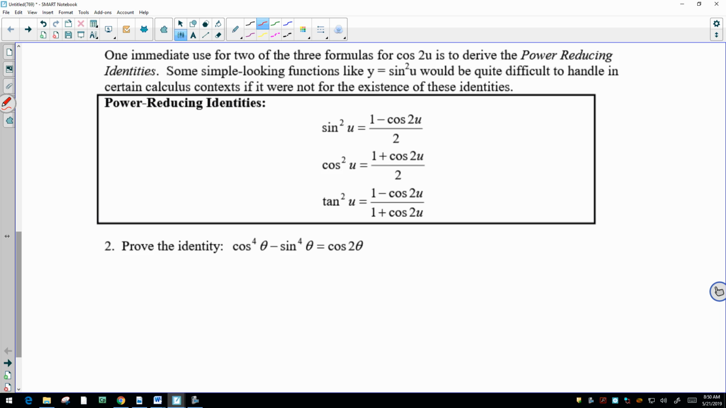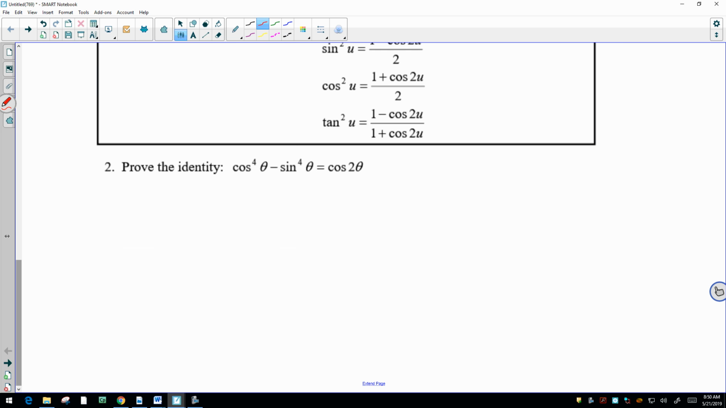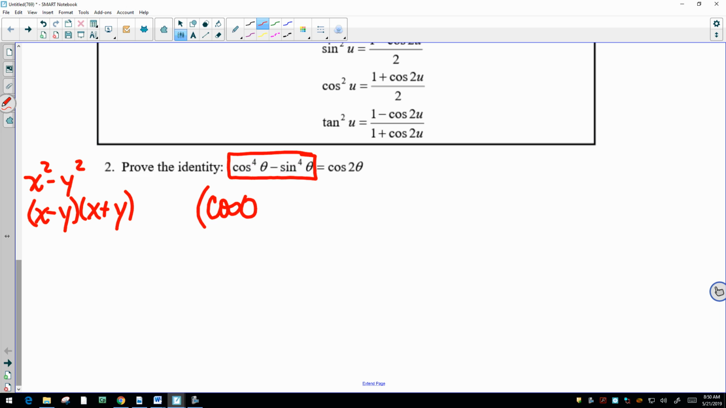So we're going to, again, prove this identity. And what we're going to first do is understand this section right here. To me, that kind of looks like something like an x squared minus y squared, where I could split that up and say x minus y, x plus y. Only difference is we have sines and cosines, and it's to the fourth power. It works the same way. So I'm going to have a cosine minus a sine, and then a cosine plus a sine.